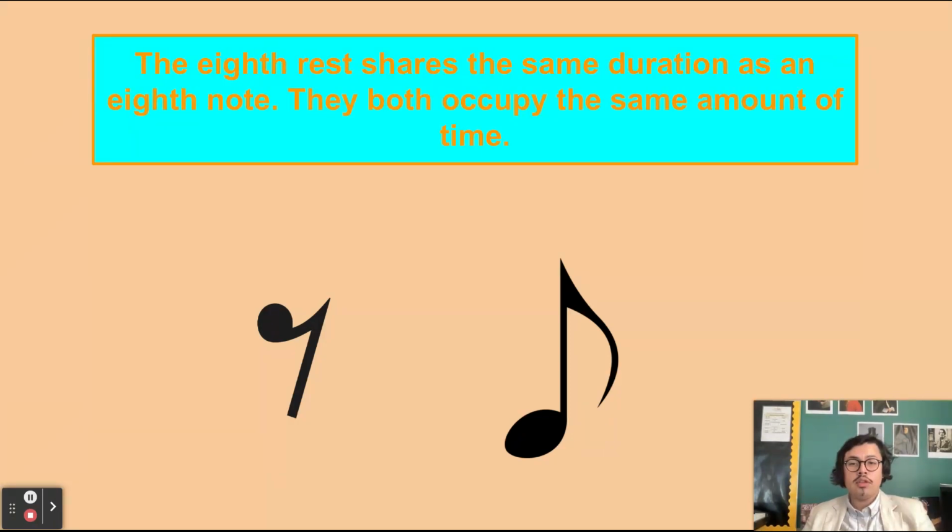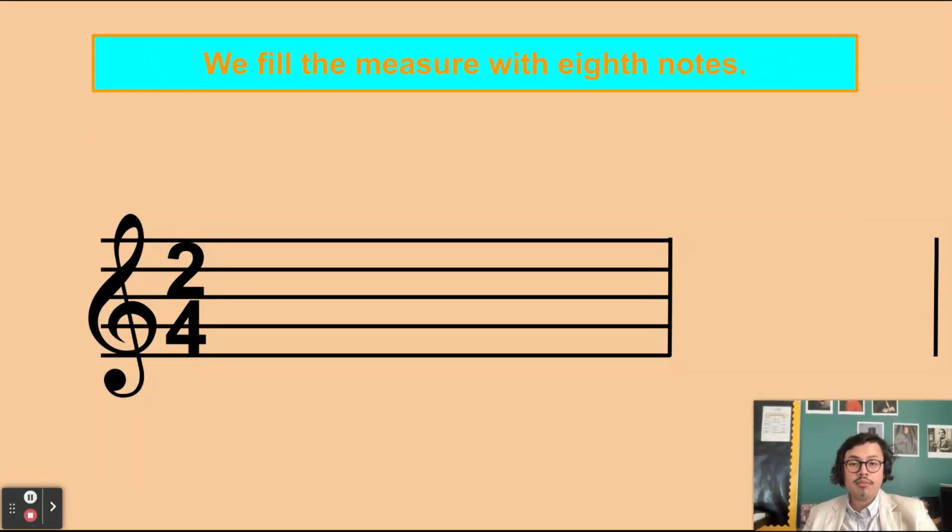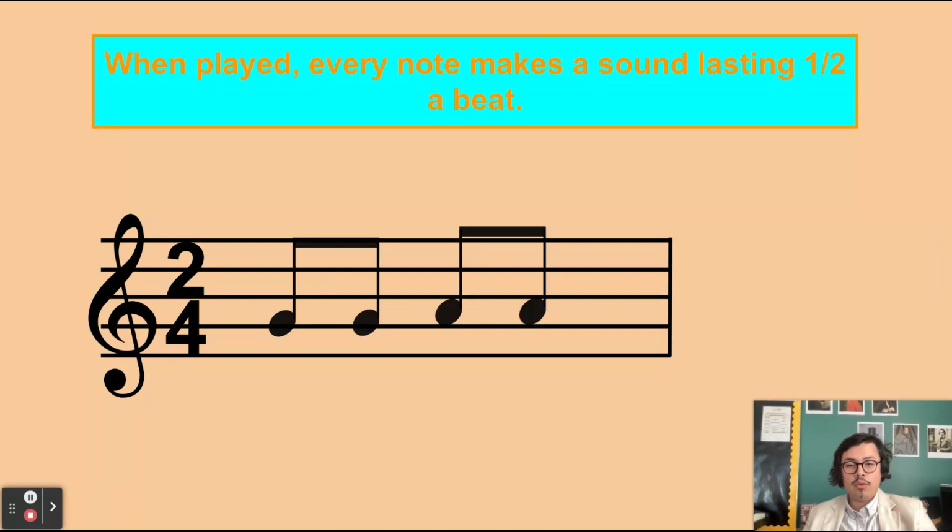All right. So the eighth rest shares the same duration as an eighth note. Obviously, they both occupy the same amount of time. So, for example, we have a staff. This time it's going to be a 2/4 time signature, and we're going to fill the measure with eighth notes. When played, every note makes a sound lasting half a beat. 1 and 2 and 1 and 2 and, okay, we got that.